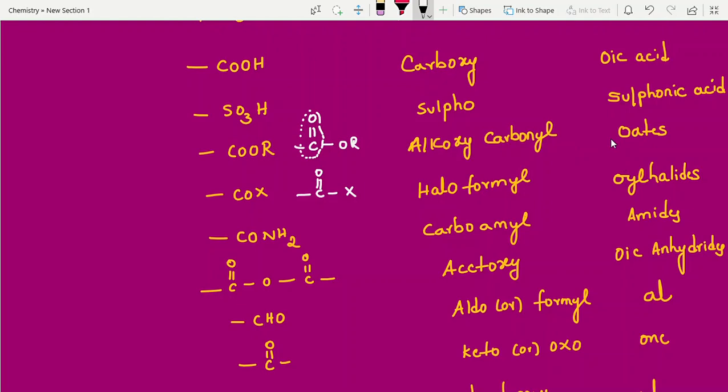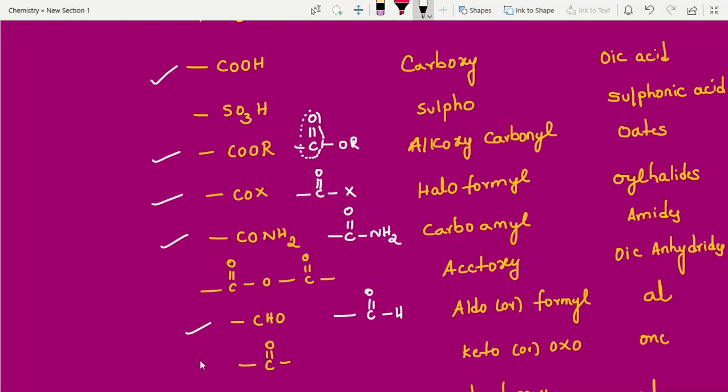C double bond O with a halogen: haloformyl. For the suffix name, see above: oyl halides. And C double bond O NH2 group we call carbamoyl as prefix, and the suffix is amides. Next, anhydrides: prefix name acetoxy, suffix name oic anhydrides. The ester and amide examples are frequently asked, so I am marking the most important ones with a tick mark here.